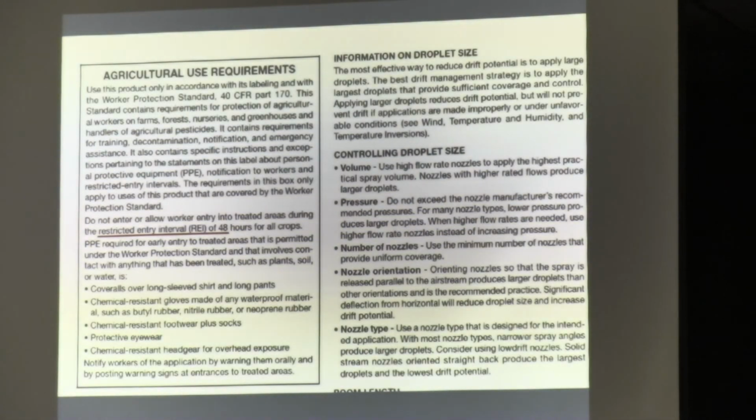And so these are just some labels here. And it's usually hard to find. You really got to dig through some of these labels. But here on this particular one it says restricted entry interval of 48 hours for all crops. So you got to wait 2 days from the time of application before you can re-enter that field unless you're wearing your PPE.